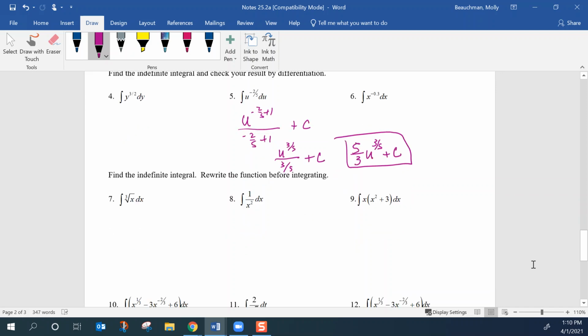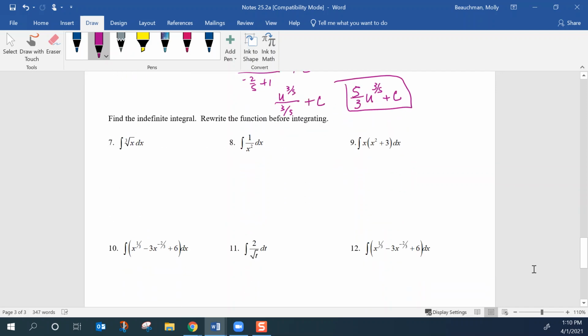Okay, in the second row, remember to rewrite the function before integrating. So number 7, you would rewrite that as the integral of x to the 1/3 dx. Number 8, you would rewrite that as the integral of x to the negative 2 dx. And number 9, you would multiply that x through to get a polynomial.